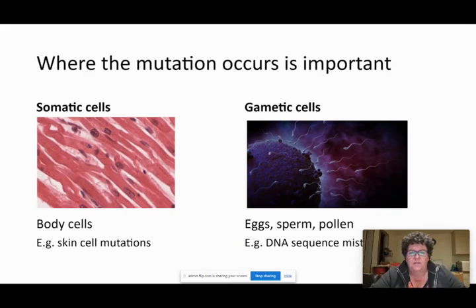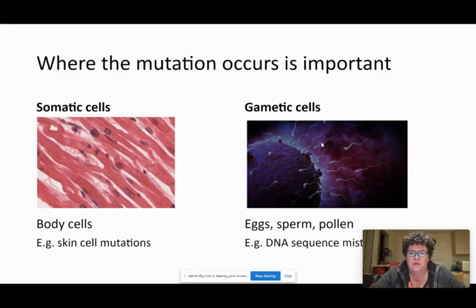Today we're going to look at somatic and gametic cell mutations and the effects that has. So first of all, somatic cells are body cells, and here's a picture of some muscle cells. And so any kind of skin mutation that we might get through perhaps exposure to the sun, like freckles, occurring during our lifetime, or age spots, or even a skin cancer, they are somatic cell mutations.